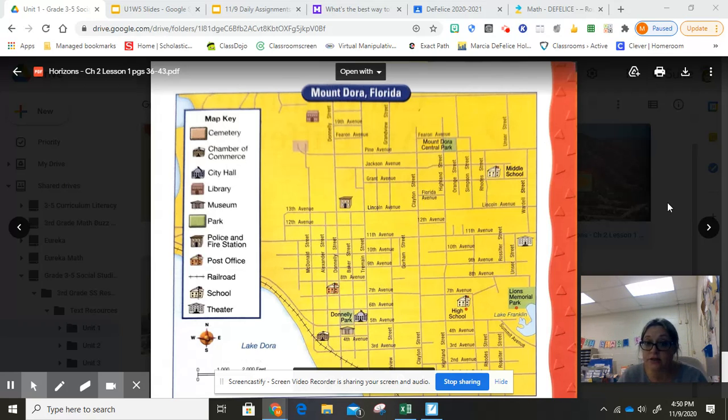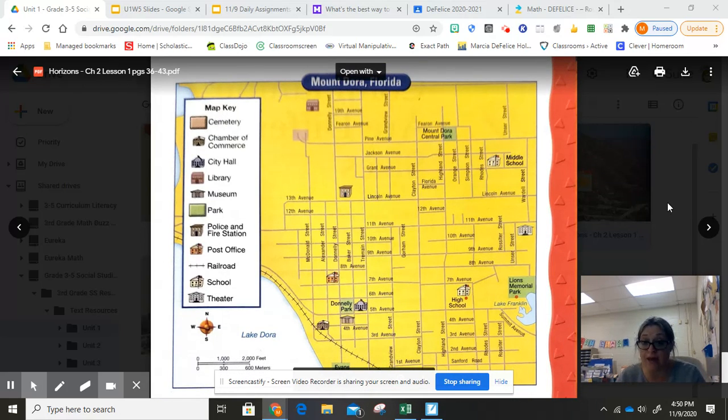Take a look. I hope that you looked at the top there in that blue oval, and this is a street map of Mount Dora, Florida. And the reason I know it's a street map is because when I'm looking at this map, I see a bunch of streets that are in this town in Florida.